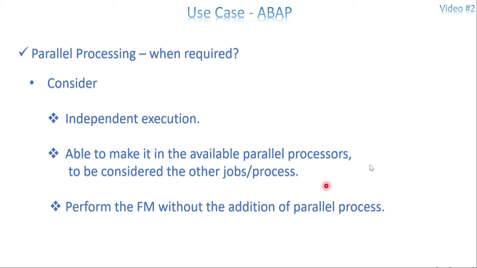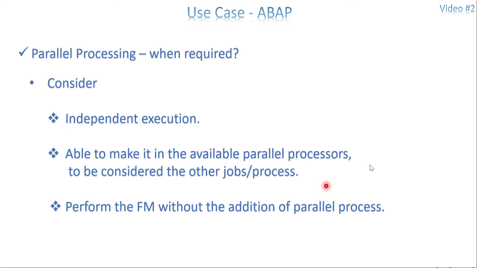And then perform the function module without the addition of parallel process. The meaning is, design your function module. The piece of code is going to be in the function module, and make sure the piece of code is working perfectly. So just call the function module in a normal mode without parallel processing. Make sure it's working fine, especially the conflicts and all. If you create import, export, tables parameters, sometimes it might give a conflict error.